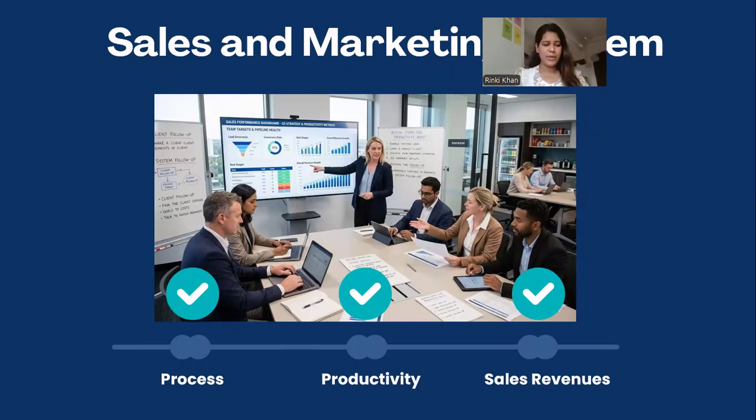We basically create a process that improves sales productivity and generates consistent marketing leads to increase sales revenue. If you market consistently, you generate leads consistently. If you generate leads consistently, you sell consistently. If you sell consistently, your revenue increases consistently. So basically, this is the business development part.